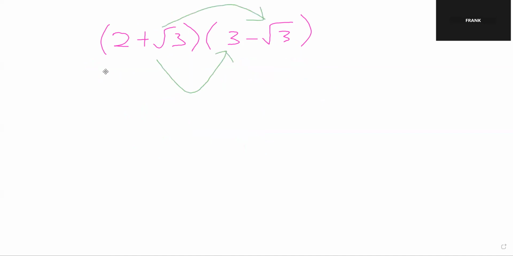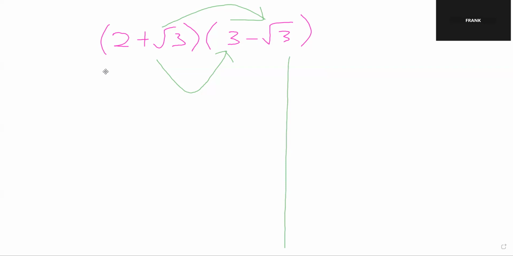If you have 2 plus root 3 times 3 minus root 3, and you are asked to solve this, we can still use the distributive property, where we take everything in the first to multiply each of the terms in the second. Or you can take each of what is in the second to multiply all in the first. I'll do both approaches. You choose what you are okay with.